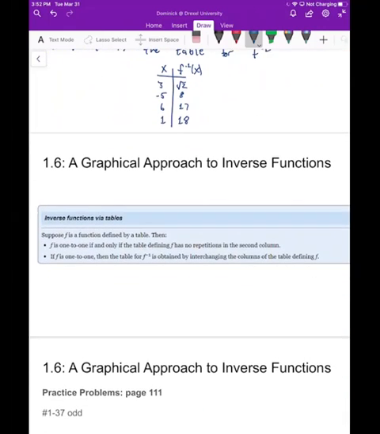So of course you can summarize this by saying that you have a 1-to-1 function in a table if there are no repetitions in the second column. And how do you find the inverse? You switch the columns. So that's a table approach to those functions.